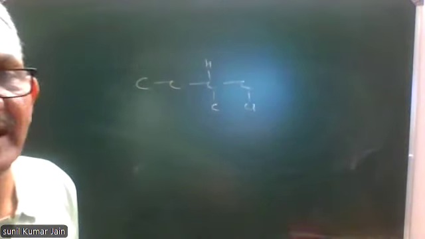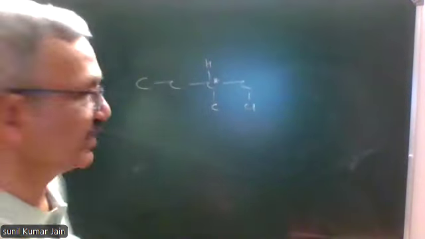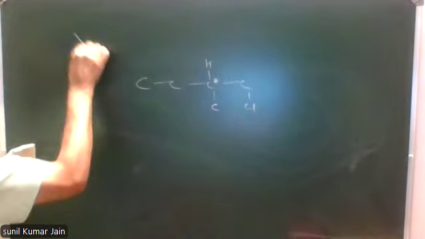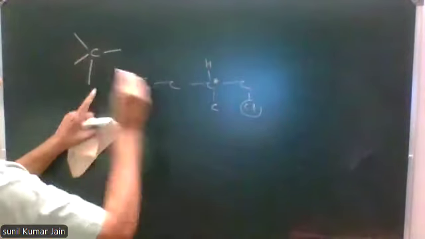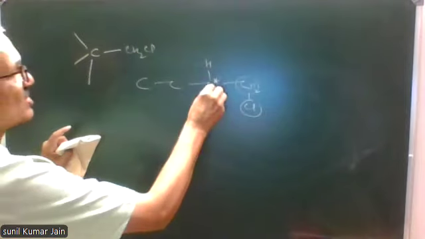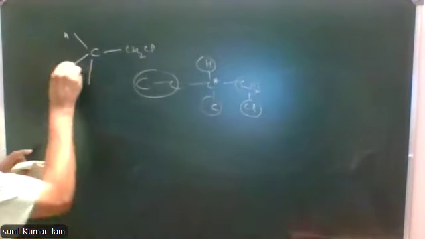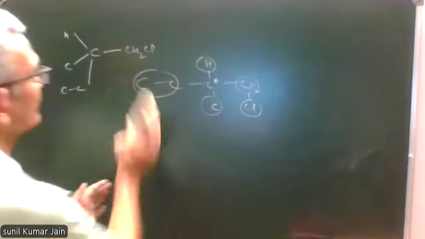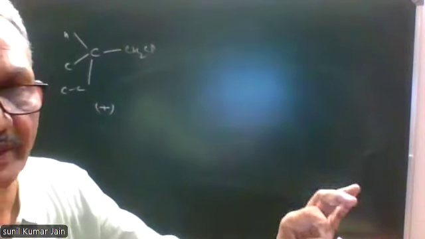This is 1-chloro-2-methyl butane. This is the chiral center. Now I'll represent it in 3D. This is the chiral center. This is the halogen attached to CH2. This is bonded to hydrogen, methyl and ethyl. The plus means dextrorotatory. So this is dextrorotatory 1-chloro-2-methyl butane.